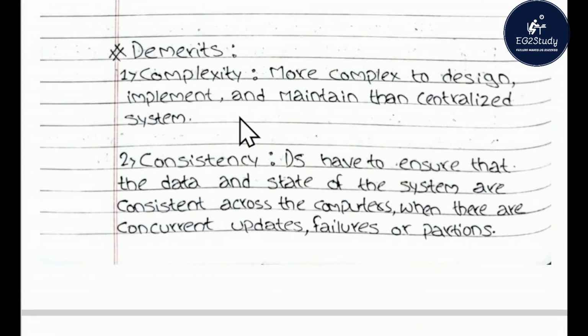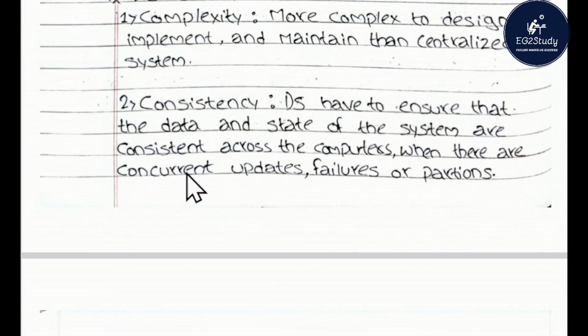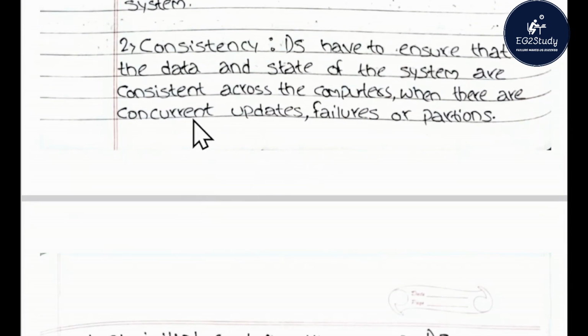Here are also some disadvantages of distributed system. Complexity. It is more complex to design, implement and maintain than the centralized system. Consistency. Distributed systems have to ensure that the data and state of the system are consistent across the computers when there are concurrent updates, failures or partitions.